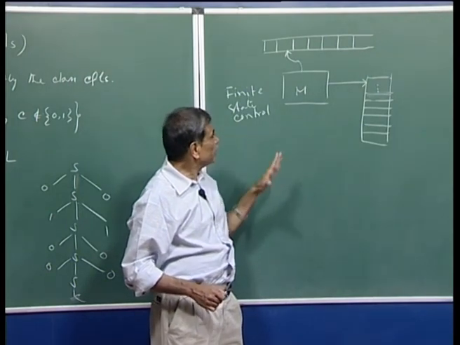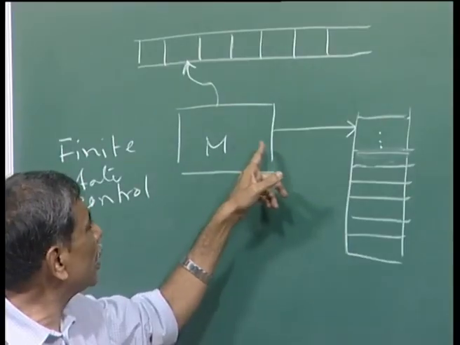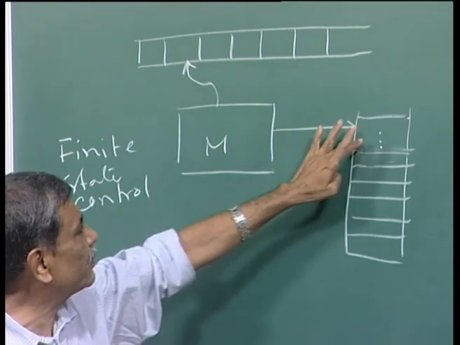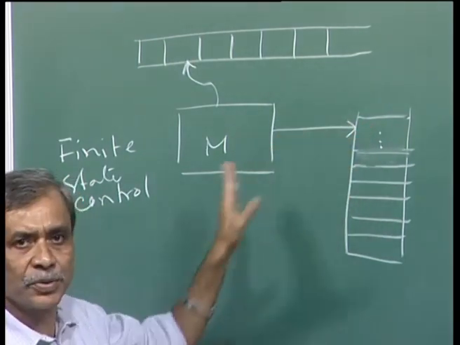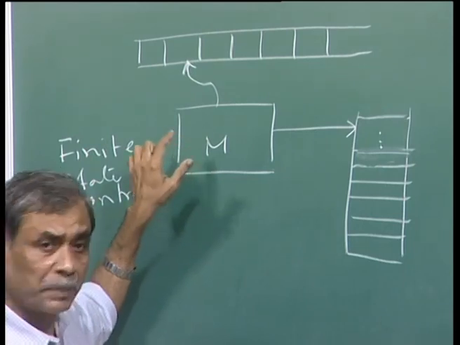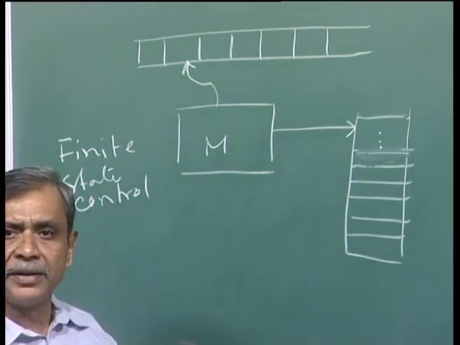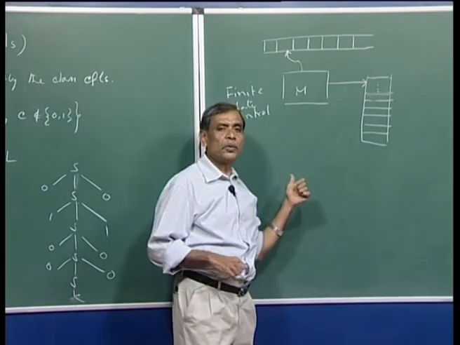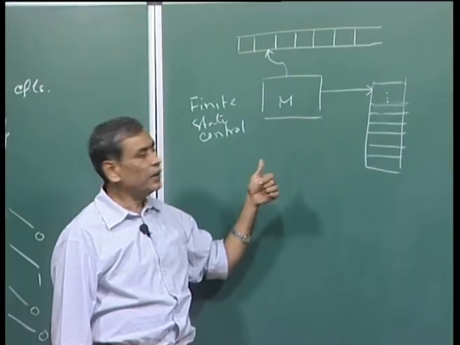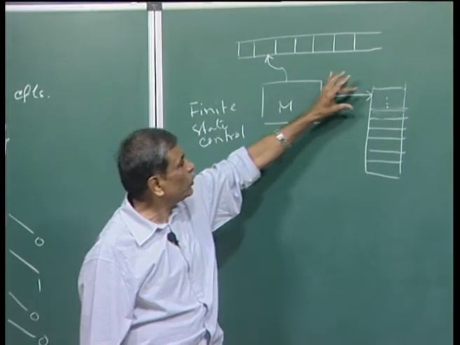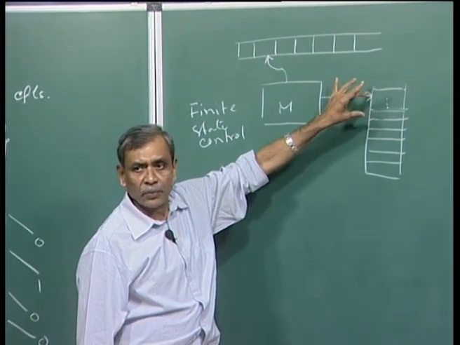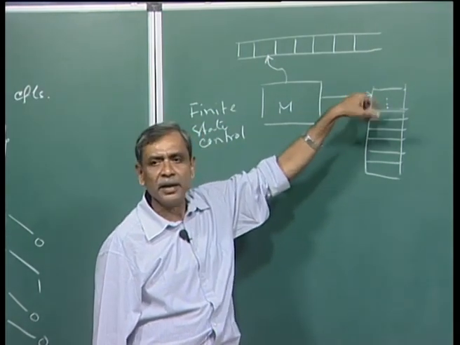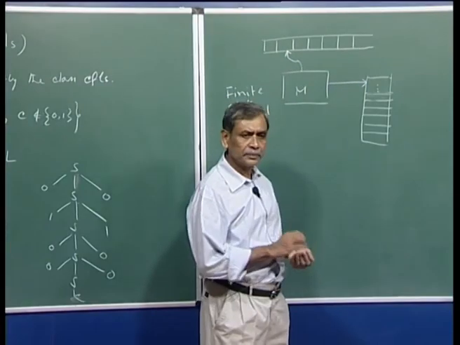Now, the move of the machine is basically that it reads a symbol from the input, it reads something on the top of the stack, and depending on these two pieces of information and of course the current state the machine is in, it decides. It decides to do what? It will take a decision about the next state. It will also decide what to do with the top symbol. In general, the top symbol is rewritten by a string.